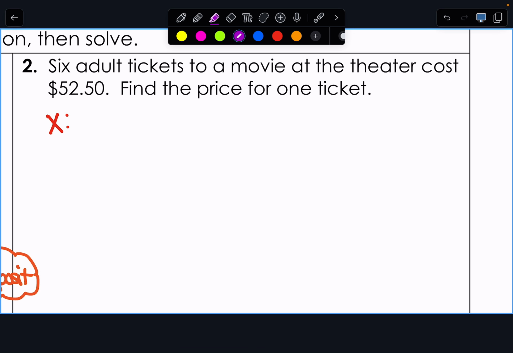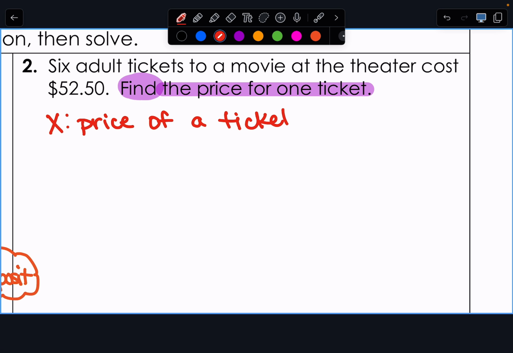How much it costs per ticket? What'd you say? Price for one ticket. Okay. So we're looking for the price of a ticket. Now, I thought this was interesting. I heard a couple people say per ticket. I know it doesn't say per ticket up there, but why are people saying per ticket?